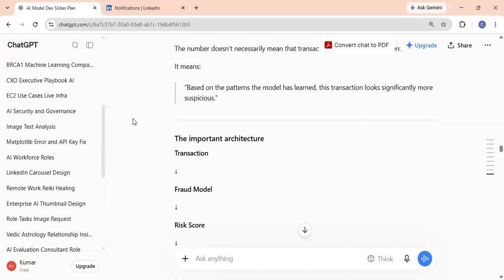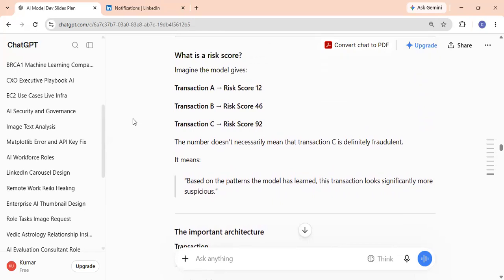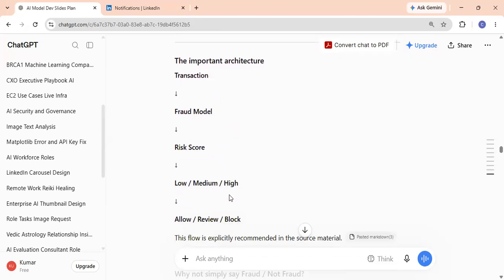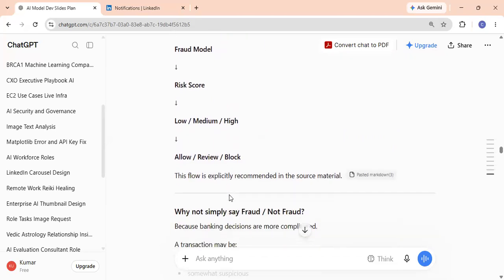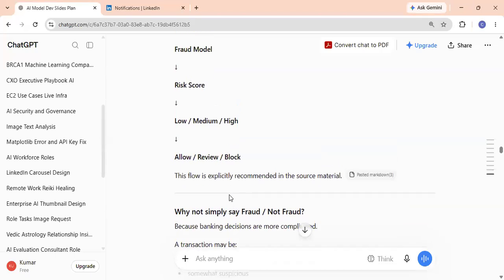So it means finally, whatever you are designing the model, it needs to come to this conclusion: suspicious transactions. So the important architecture is fraud model risk score and low, medium, high identification. Allow or review or block transaction decisions need to be taken by the user. The flow is explicitly recommended in the source material.